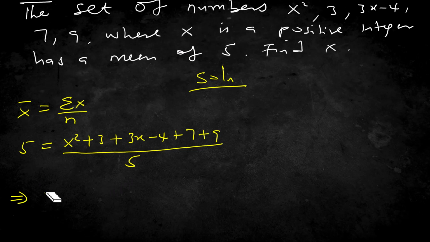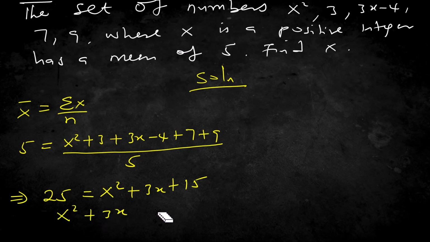5 times 5 is 25. So we have x squared plus 3x, and combining the constants: 3 minus 4 plus 7 plus 9 gives 15. So we have x squared plus 3x plus 15 equals 25. Then 15 minus 25 gives minus 10, so x squared plus 3x minus 10 equals 0.